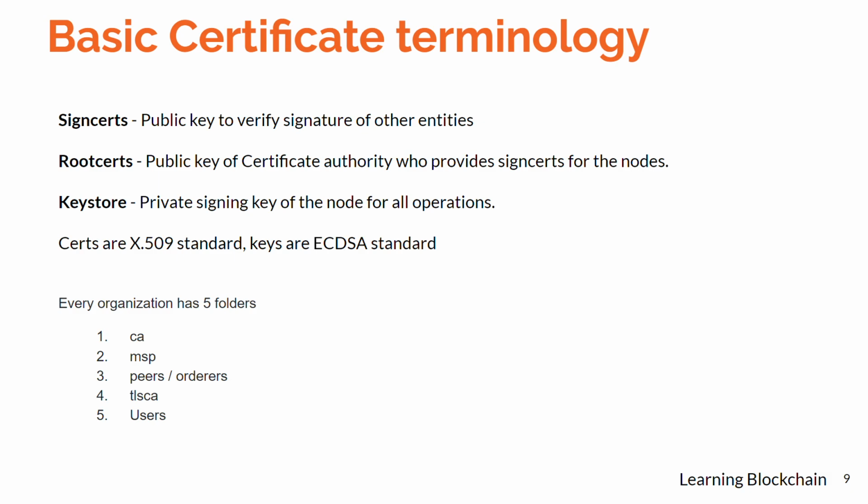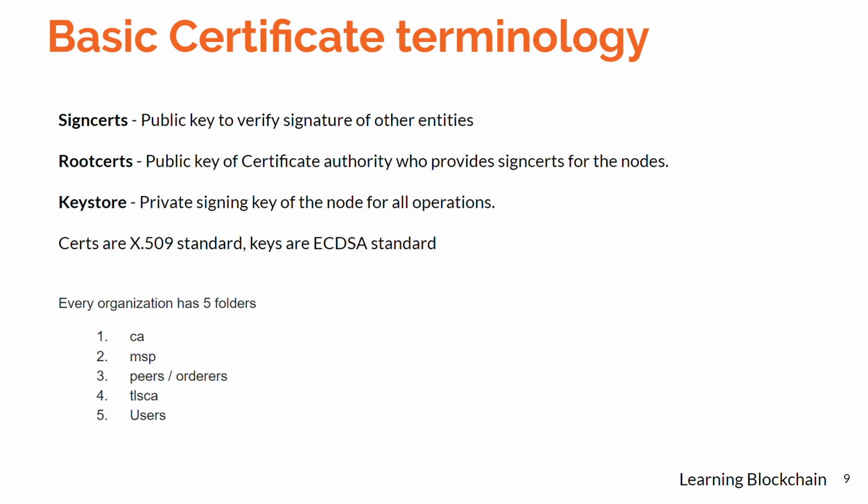Next one is the key store. Key store, as I have mentioned, I have to sign using the private key. So I need that private key present inside my folder structure, because I have to sign. So whenever I want to sign, I will use the key stores element, that is the private signing key. And in the next point, I have mentioned that the certs are X.509 standard and the keys are ECDSA standard. You can Google it and understand what the standards are; it is out of scope of this tutorial. Now let us go over the explanation of each and every folder structure.